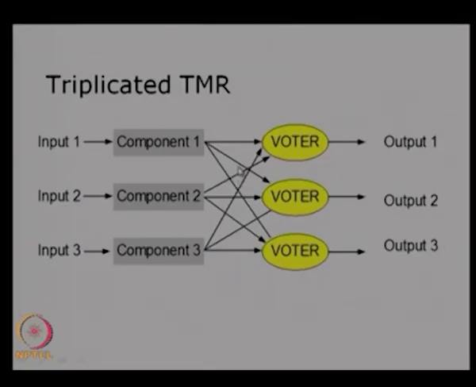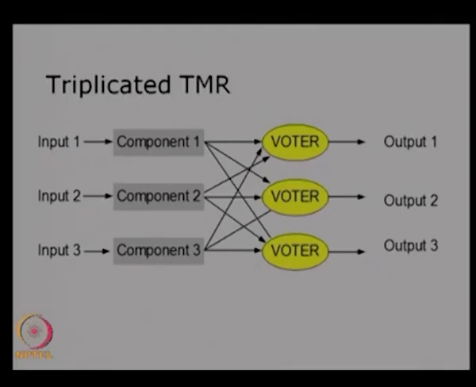So, the first level of single point failure is eliminated by providing 3 voters, and again this will be connected to a TMR and that will give another output. So, like that we can eliminate the possibilities of error in voter by having a triplicated TMR. So, that is one way of improving the performance of triple modular redundancy.